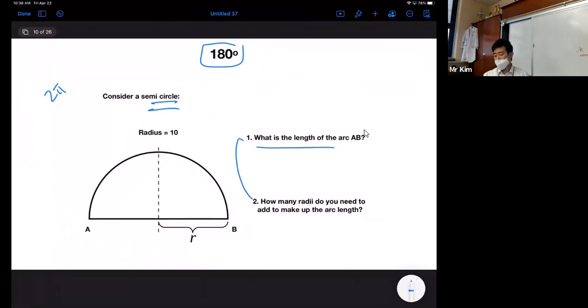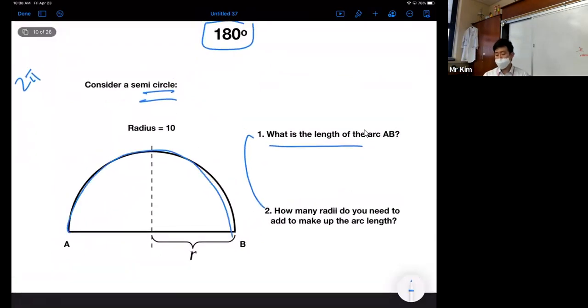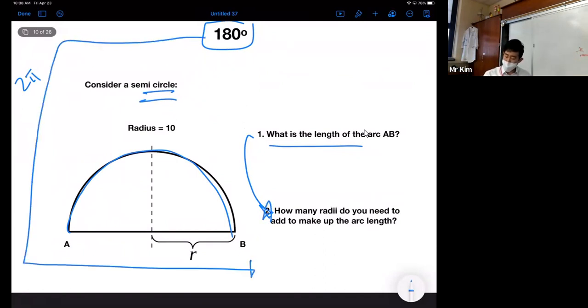Can you tell me what the length of the arc AB is? In other words, what's the length of the crust, half of the crust here? That's the circumference divided by 2. How many radii do you need to add up to the arc length? You can see I'm trying to get you to understand how to convert 180 into radians here. The radius is still 10, by the way.